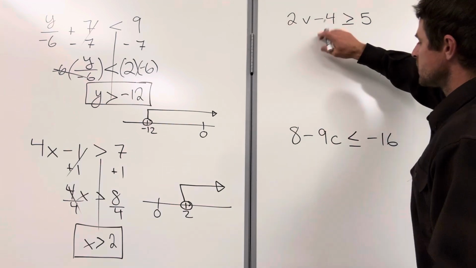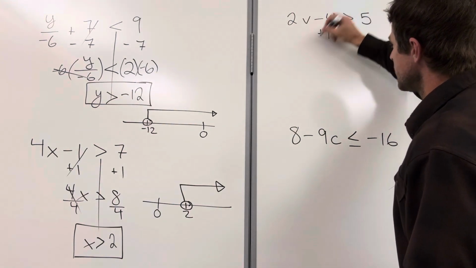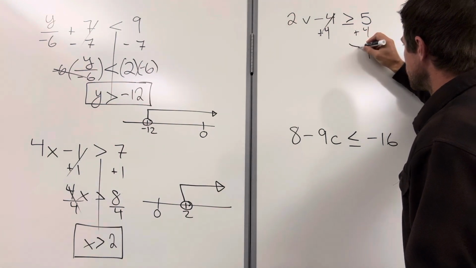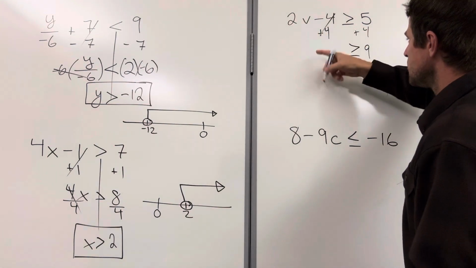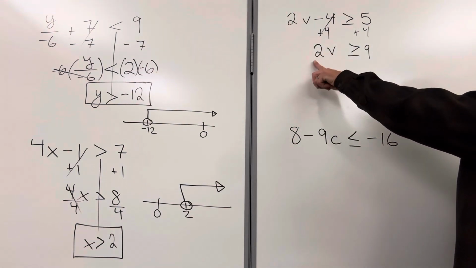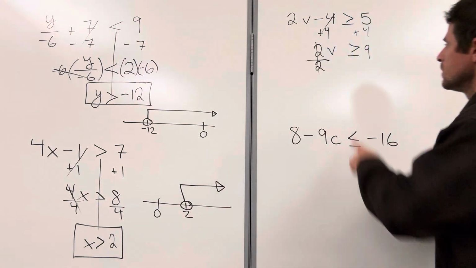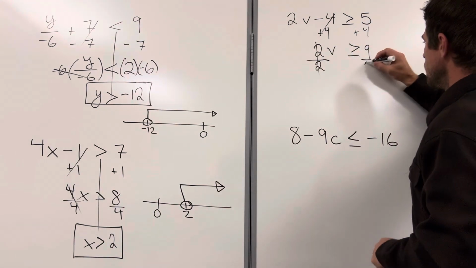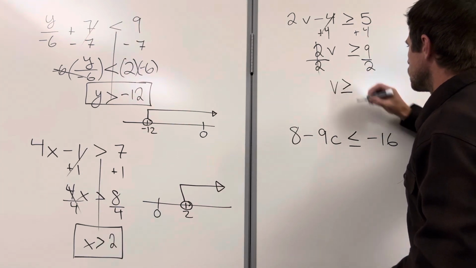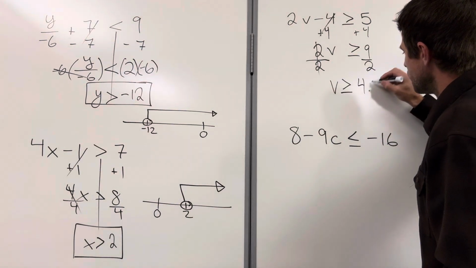Okay, so let's solve this two-step by adding 4 to both sides. Plus 4 cancels. Plus 4 gives me 9. Bring down the inequality. 2v comes down, 2v. This is multiplication between 2 and v, so I'm going to use division to cancel the 2. Divide the other side by 2. Doesn't give us a nice neat value. V is greater than or equal to 9/2, also known as 4.5.